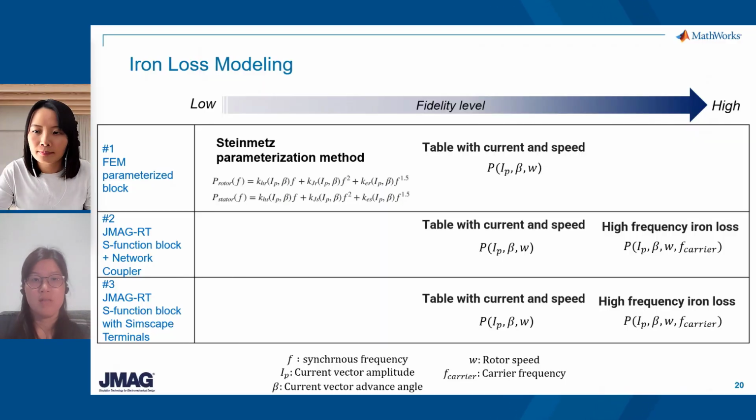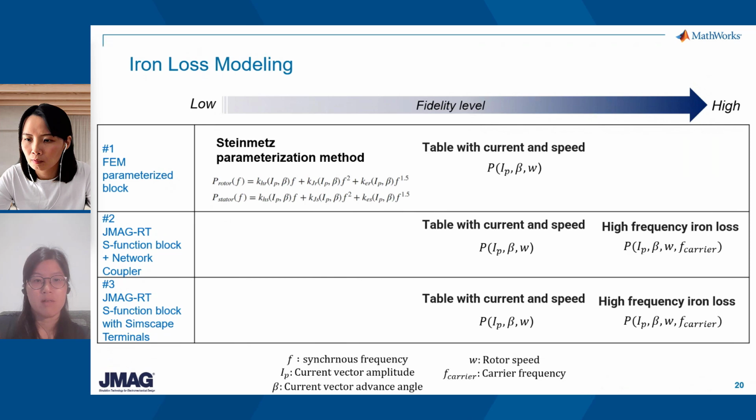Okay, so now we see all solutions can offer the spatial harmonics. Then you may wonder what is the difference between these three RT blocks. There are some differences. At this point, I'd say the biggest difference is the loss modeling, especially the iron loss modeling. To capture the iron loss in a system level simulation, there are a couple of approaches, or let's say three approaches.